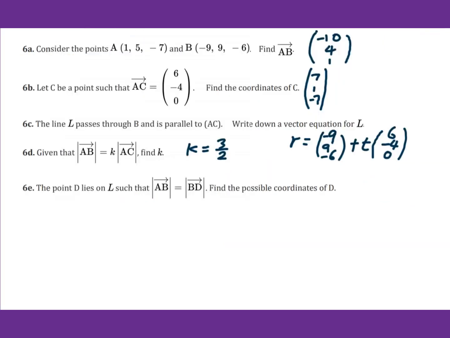Now let's go to E. The point D lies on L such that magnitude of AB equals magnitude of BD. Find the possible coordinates of D. Let's draw a diagram. Suppose this is A. And we have AB here, and AC is here.